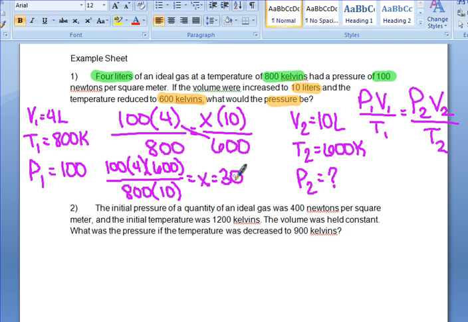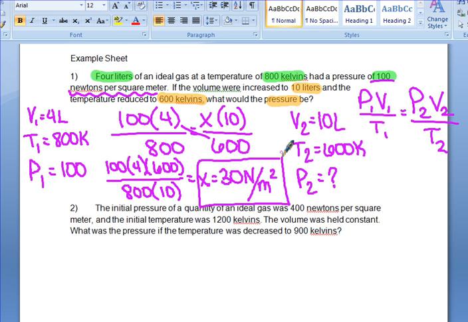Now we need to label our answers. Notice in the first one it has a pressure of 100 newtons per square meter. So we're going to label this. You can either write out newtons per square meter. The abbreviation is N per meter squared. All right, so that is our new pressure.